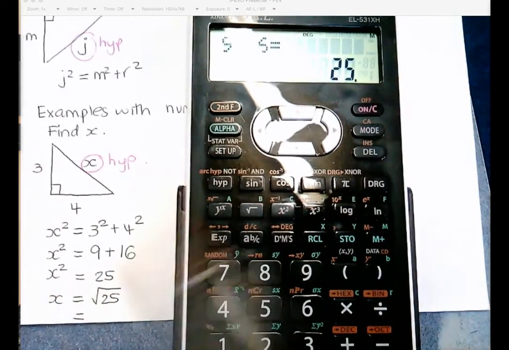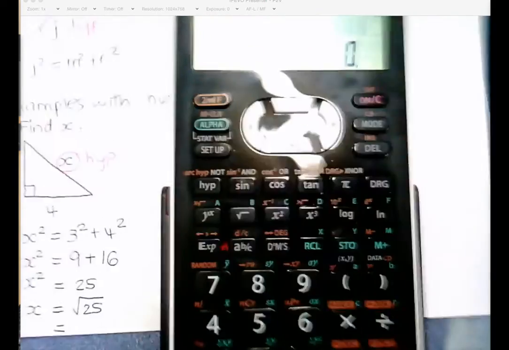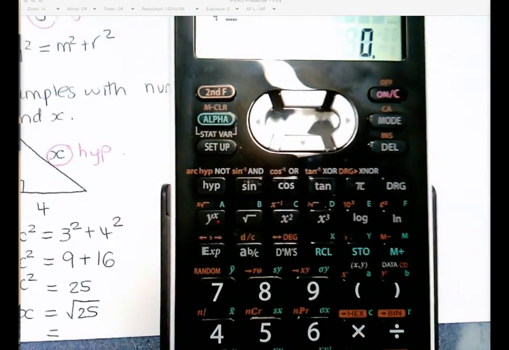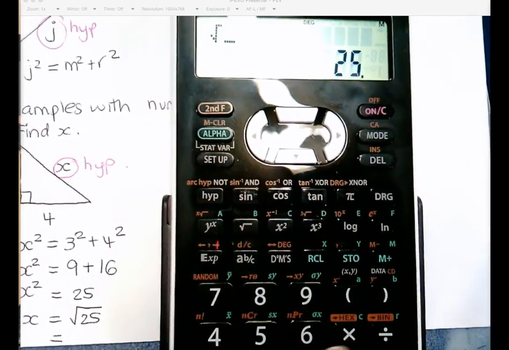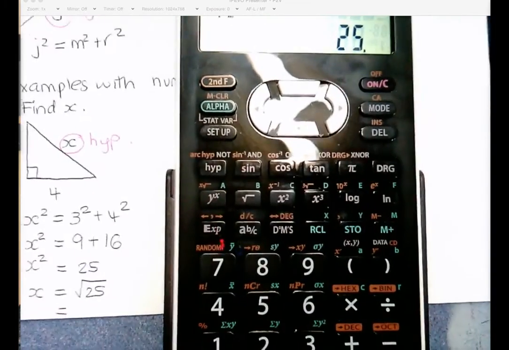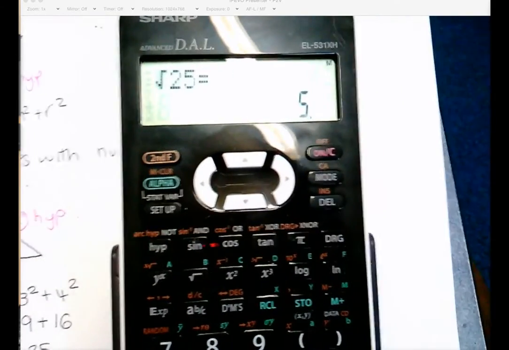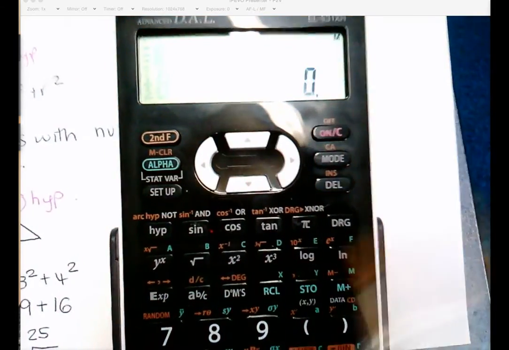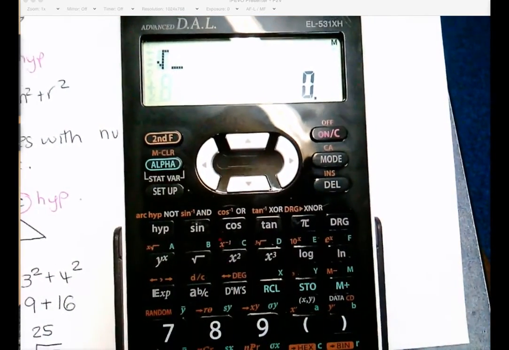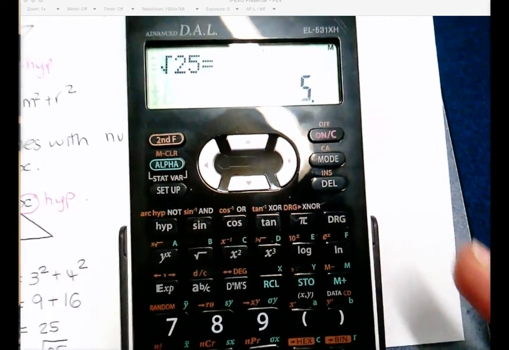Now, girls, x squared is 25. X is the square root of 25. Where's my square root button? There it is. Can you see? You press square root, 25, equals. It's very blurry. The square root of 25 equals 5. I'll do it again. You press the square root button, then 25, and then you press equals, okay?